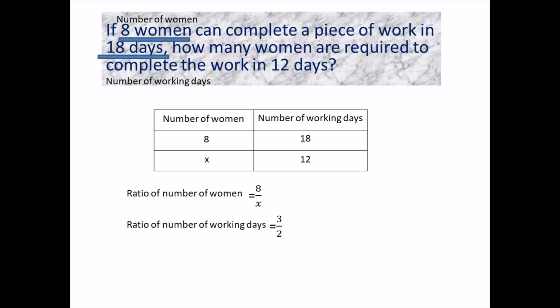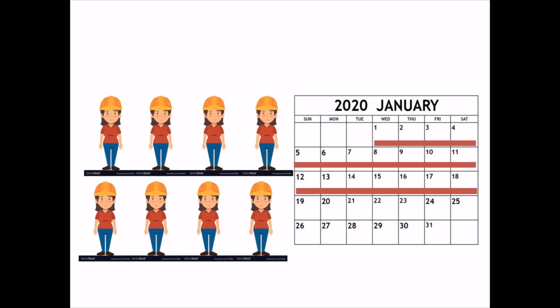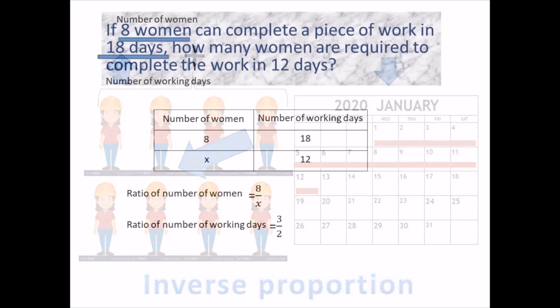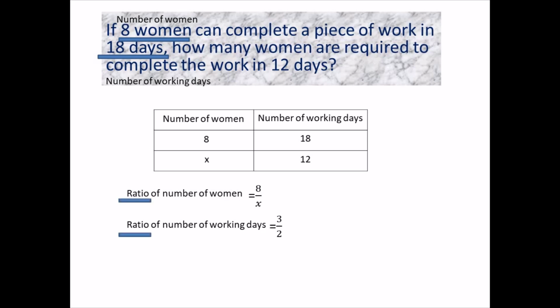Now, check the two ratios are in which proportion. If we reduce the days, can the same number of women finish the work in decreased time? Obviously no. We have to add more women. So decrease of time results in increase of women, which is the characteristic of inverse proportion. So these two ratios are in inverse proportion. It means these two ratios will be in proportion or equal if we invert any one of these two ratios.